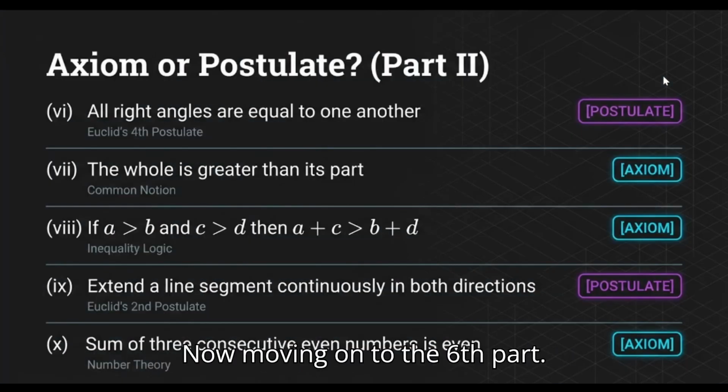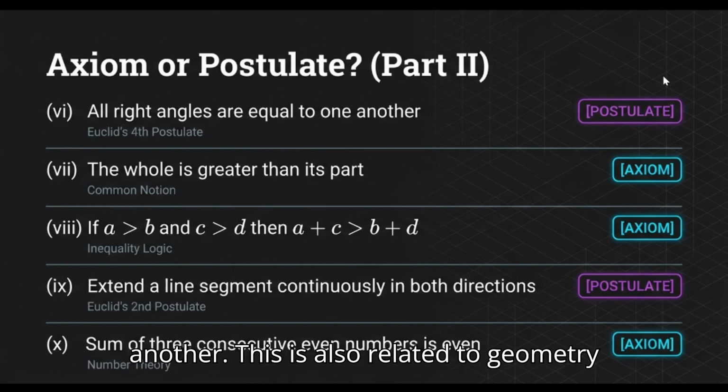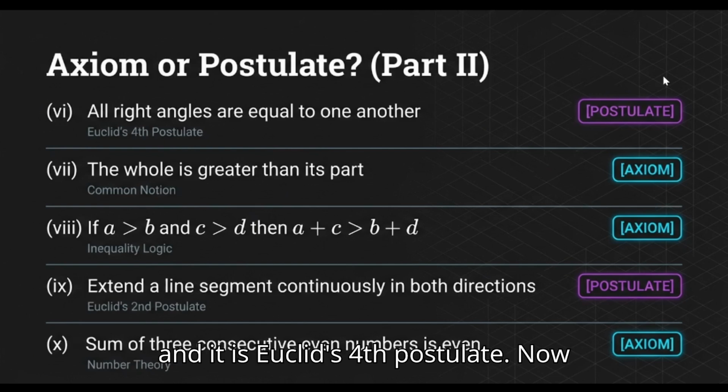Now, moving on to the sixth part, all right angles are equal to one another. This is also related to geometry and it is Euclid's fourth postulate. Now, moving on to the next part, the whole is greater than its part. This is an axiom. It is a common notion. Then we have if A is greater than B and C is greater than D, then A plus C will be greater than B plus D. This is an axiom as we have the inequality logic.